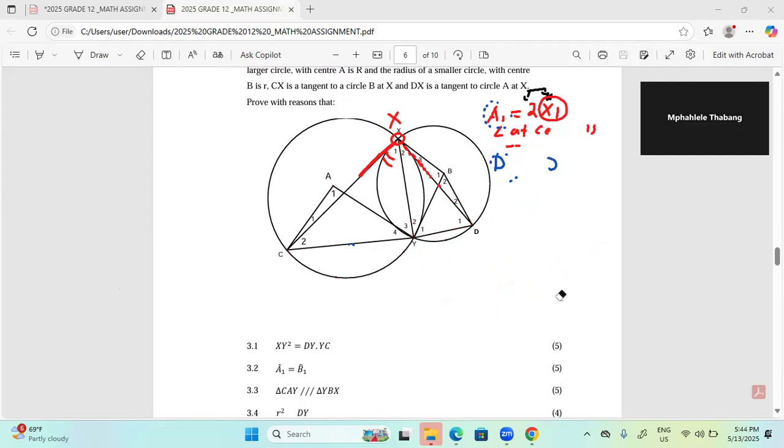So now let us prove similarity of triangles. So we are going to the third problem. We want to show that triangle CAY is similar to triangle YBX.